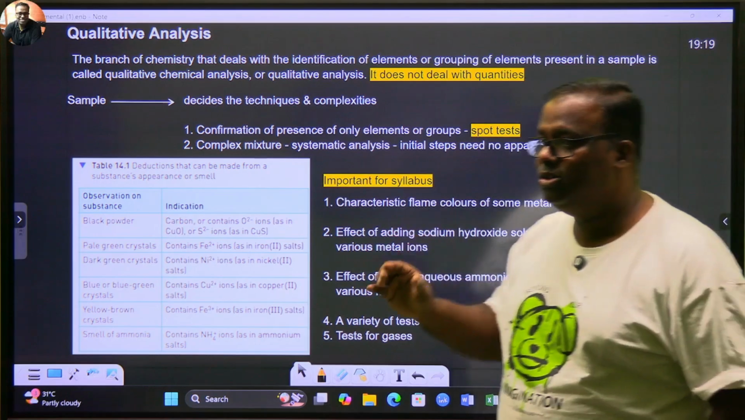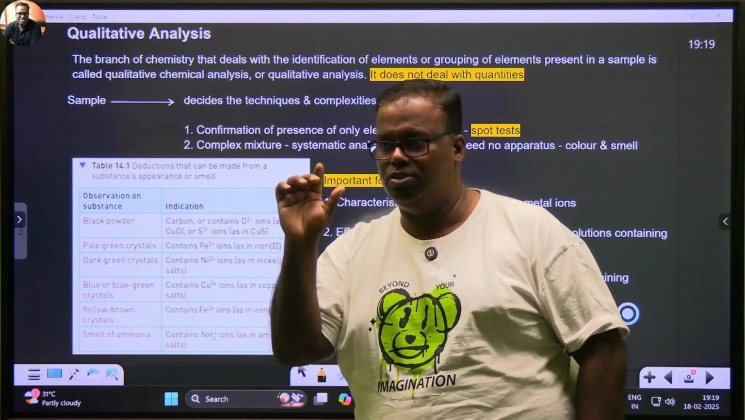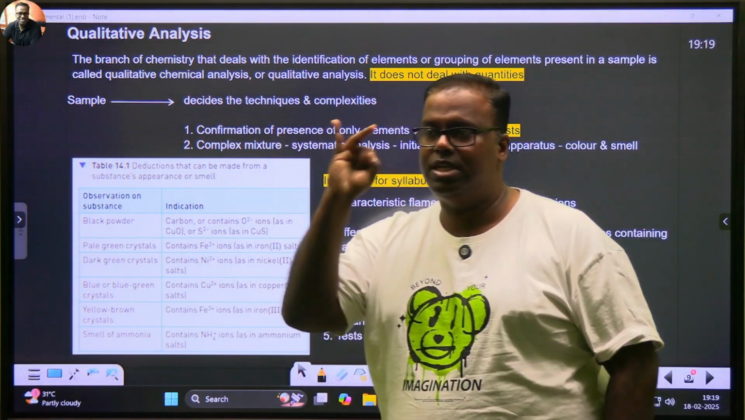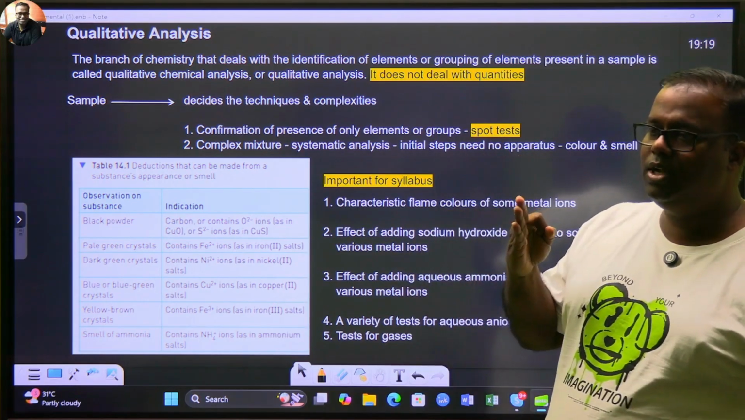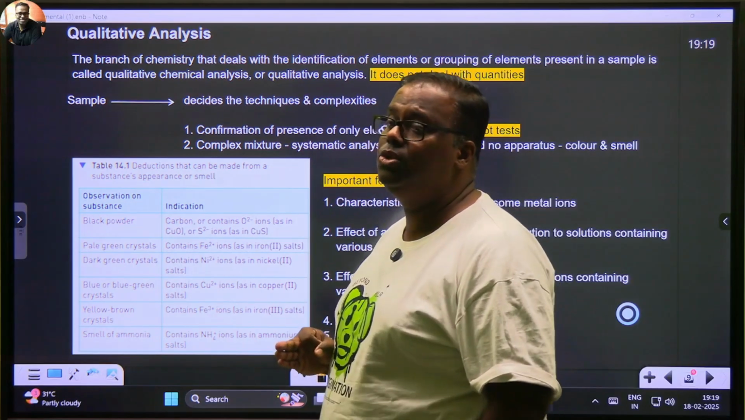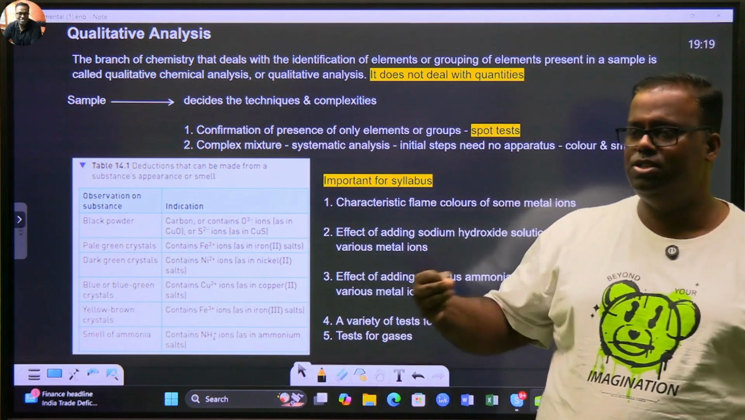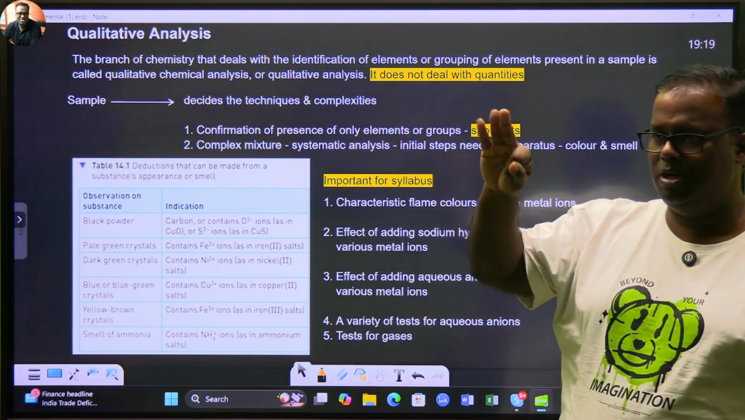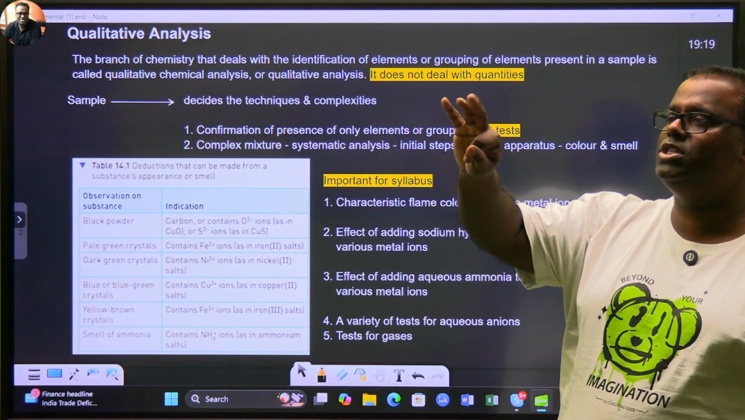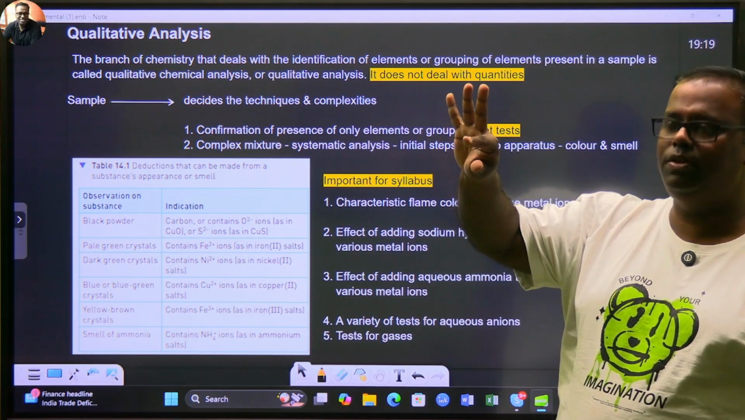Now the tests performed: the first one is flame. The second one is sodium hydroxide, dilute solution of sodium hydroxide. The third one is ammonia solution. Ammonia solution is same as ammonium hydroxide. Ammonia gets dissolved in water, so it's known as ammonium hydroxide. So the third one is ammonium hydroxide. Majority of the questions will come from these three. And there are 2 more left.